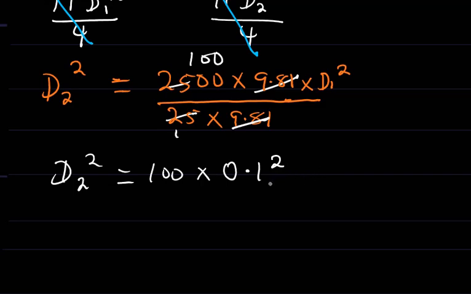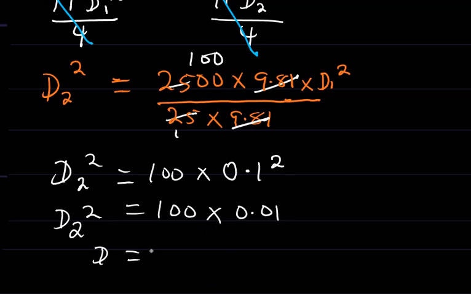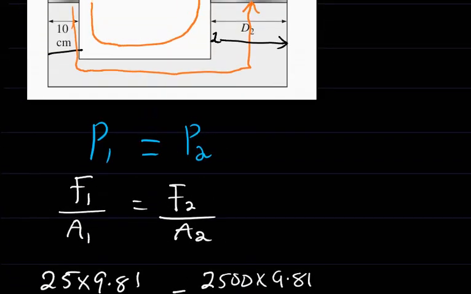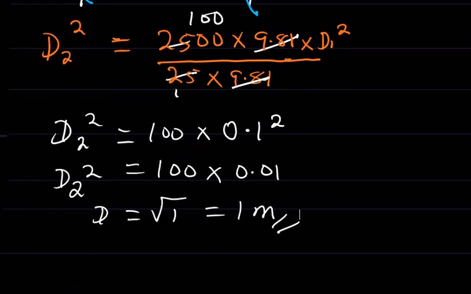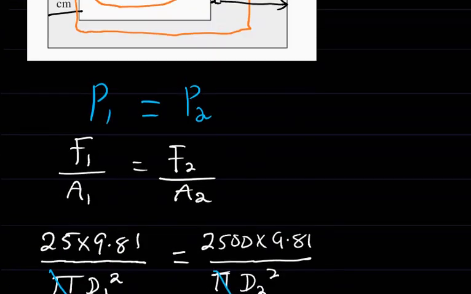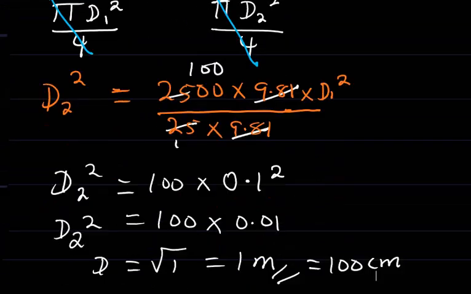So now let's calculate. This is going to be equal to 100 multiplied by 0.01, which is 1. d2 square is 1. So that means d2 is going to be equal to the square root of 1, which of course is 1, and that is 1 meter, measured in meters. So 1 meter or 100 cm. Please take note of that, it is really very important.